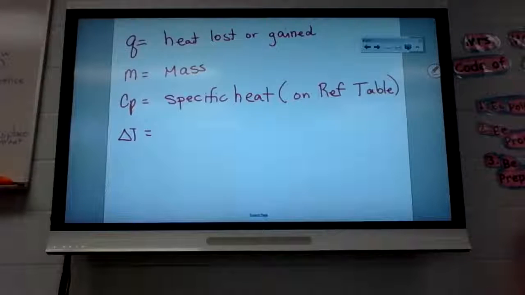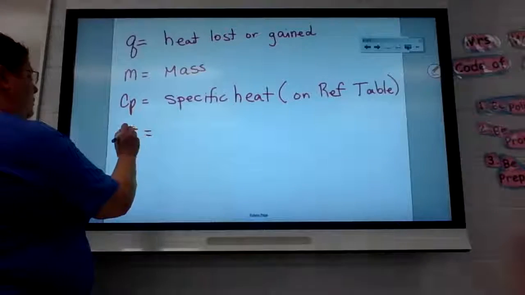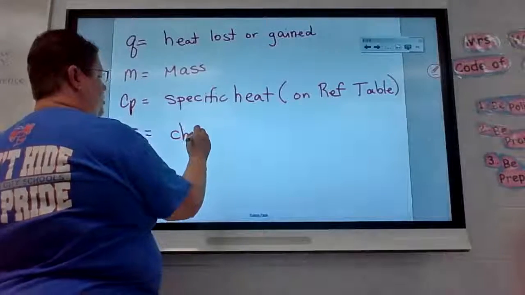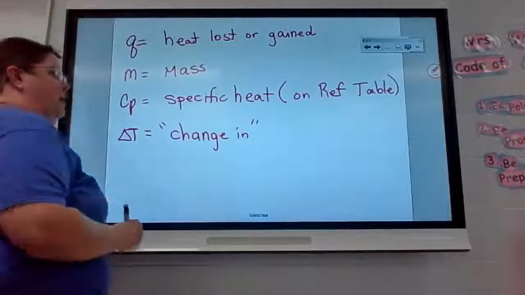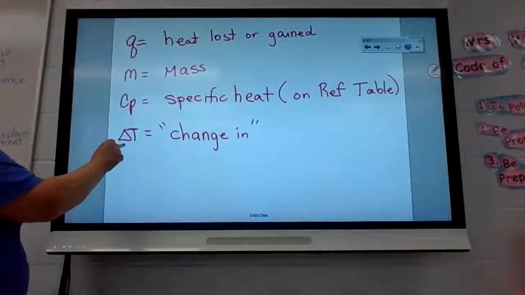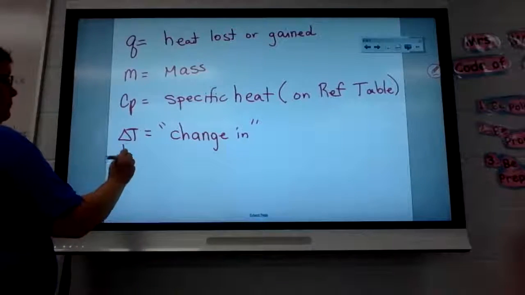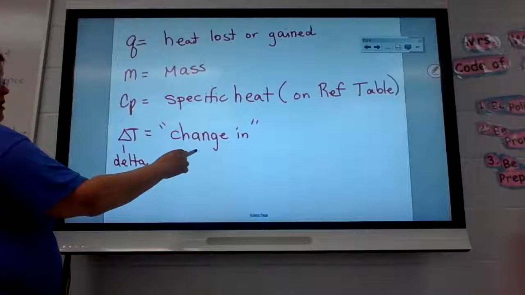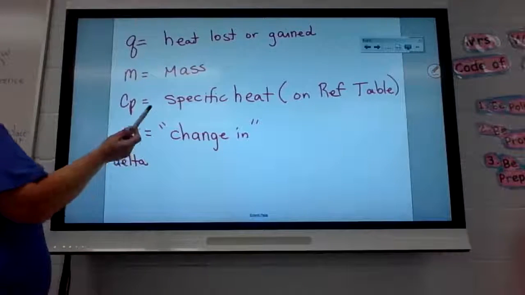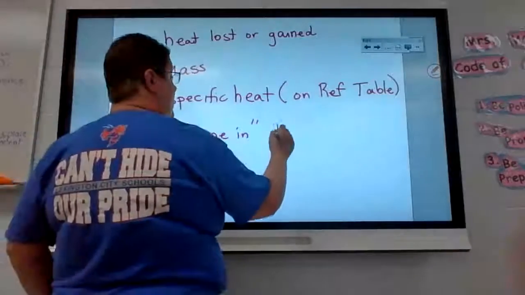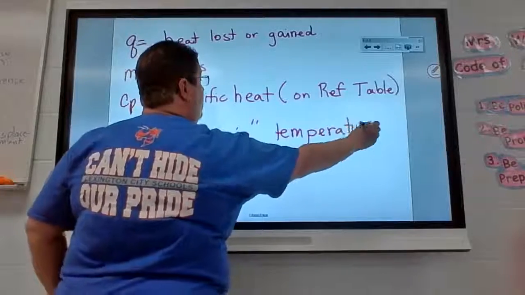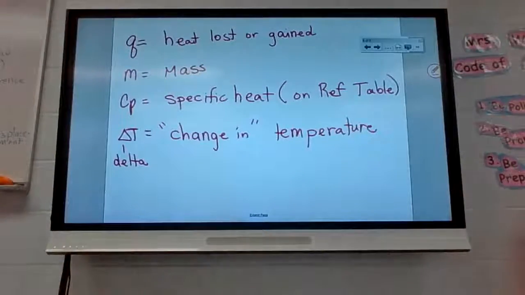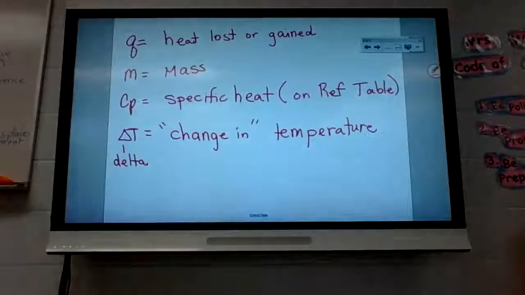Delta T stands for change in. Anytime you see a triangle, and you might remember from seeing that in math, the triangle means delta. It's a Greek letter, delta, and it means change in, and whatever's behind it is what it's changing. And since T stands for temperature, it means change in temperature. We have a lot of deltas in physical science, so change in time, change in distance, change in velocity.